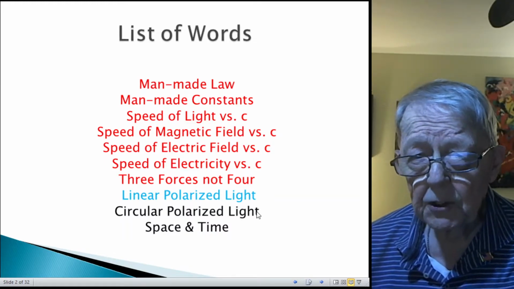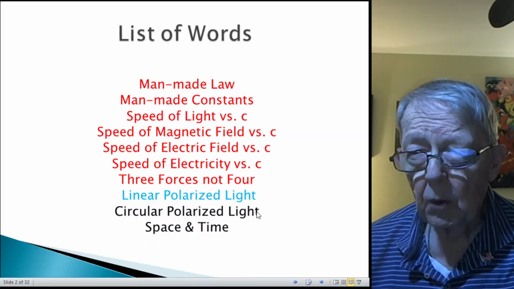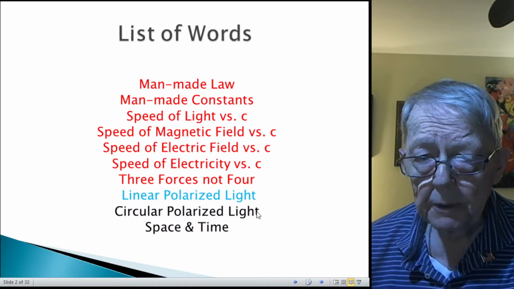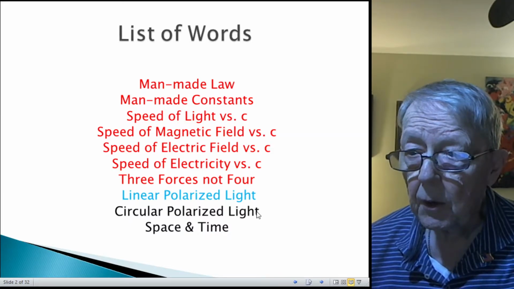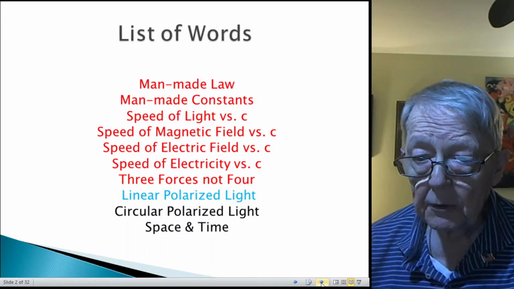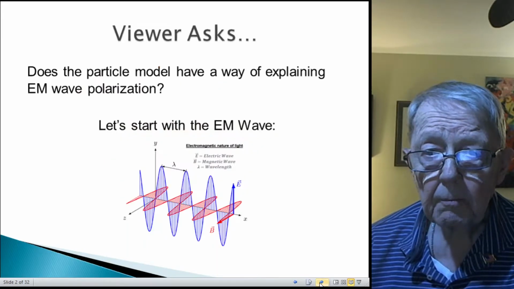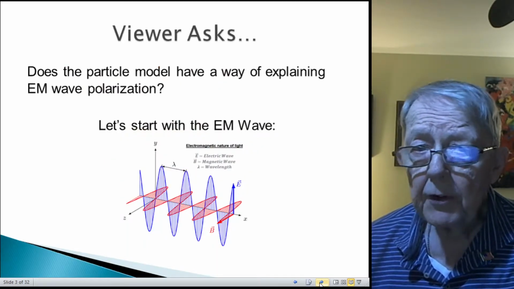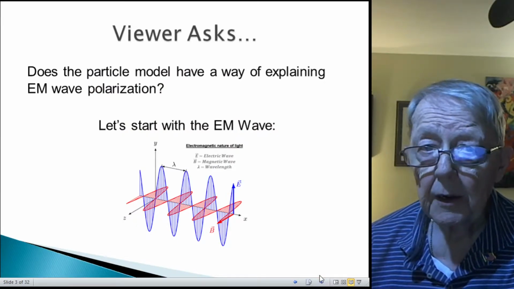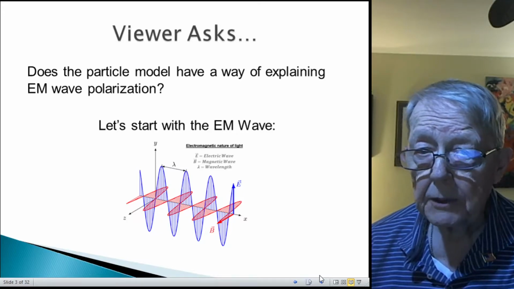But looking at circular polarized light, I haven't quite got that sorted out yet. It's a little bit strange, but I thought I'd go ahead with the linear part. Certainly much simpler to deal with. So we have a viewer who asked, does the particle model have a way of explaining electromagnetic wave polarization?